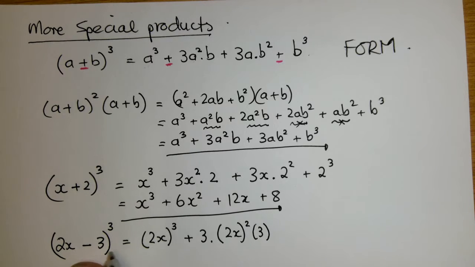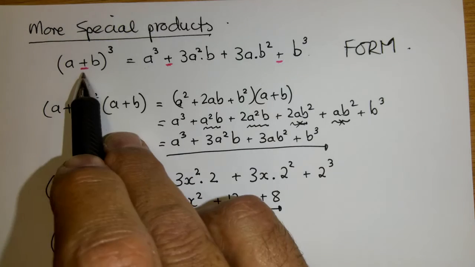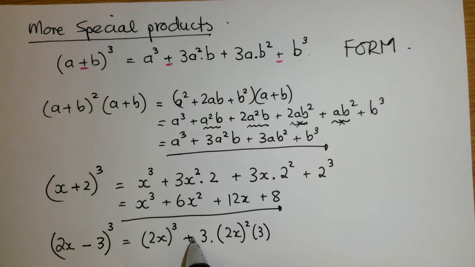3. Okay, so remember, I'll fix my sign now. If it's a plus, a minus, the second term is negative. The next one is going to be plus. I could have left it a plus and made this a minus 3, so as not to fall into any traps.